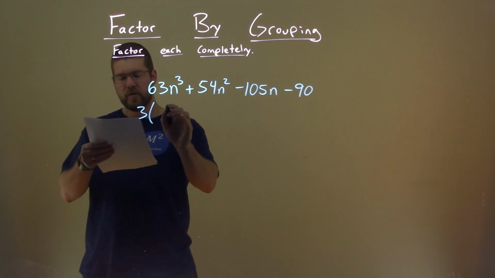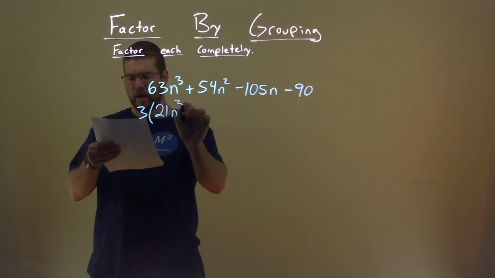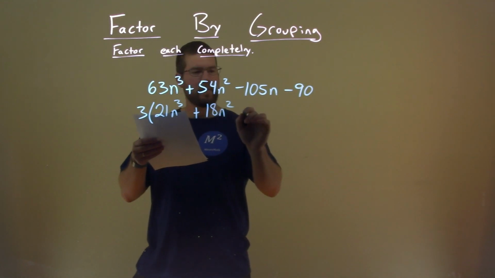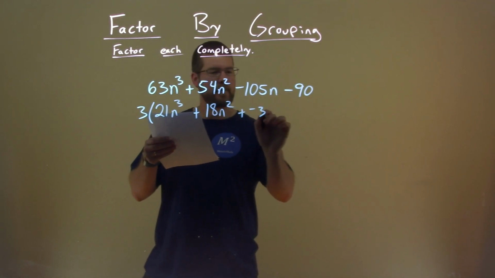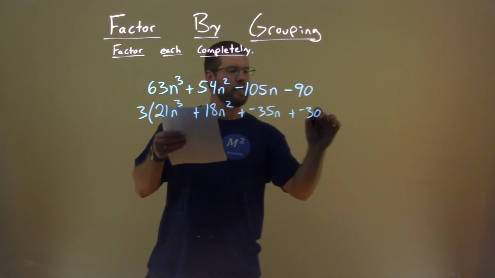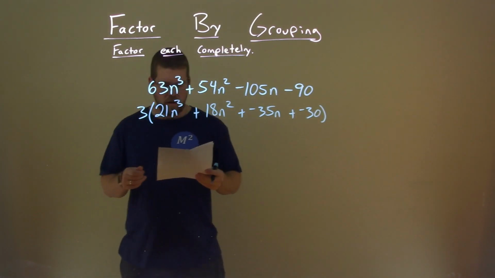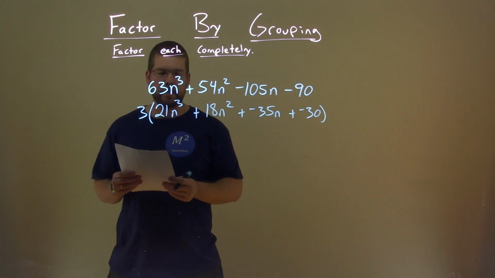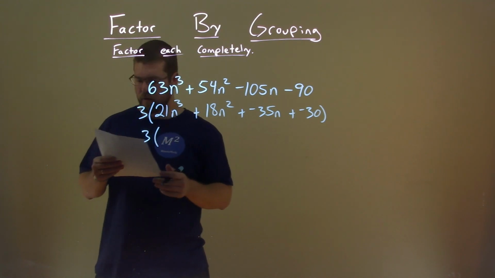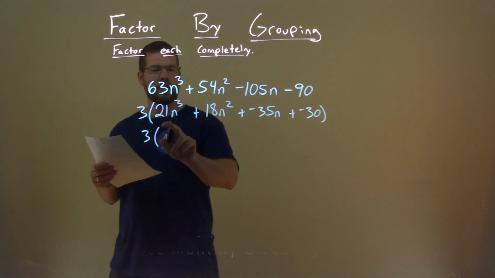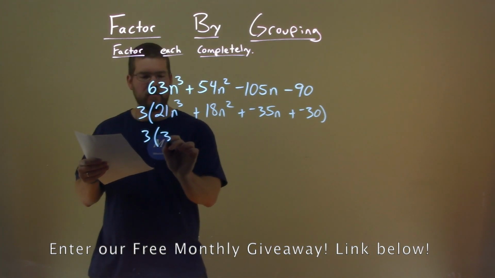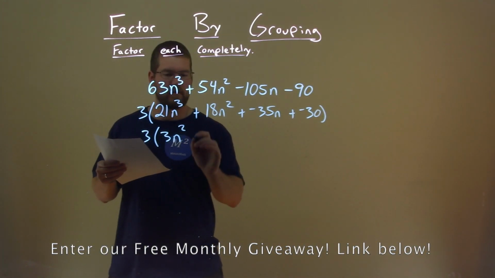3 goes into 63 21 times, 21n to the third power, plus here we have 18n squared, plus a negative, I'm going to write it like that, 35n, and then plus a negative 30. Alright, so now we want to try our grouping. A little easier numbers to work with. 3 still comes down. But we want to see, what goes into 21n to the third power and 18n squared? And that's actually a 3n squared goes into both.